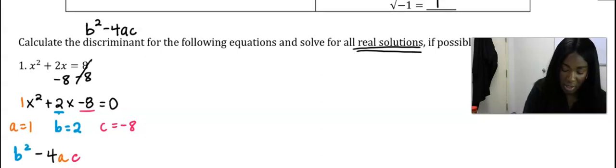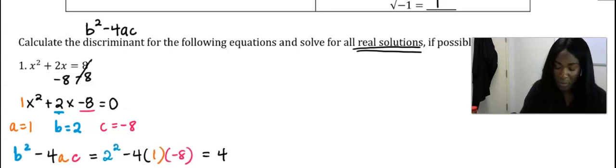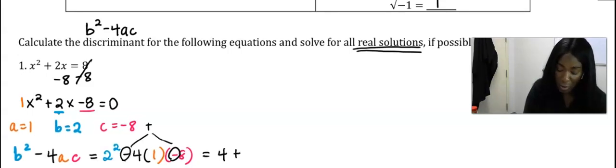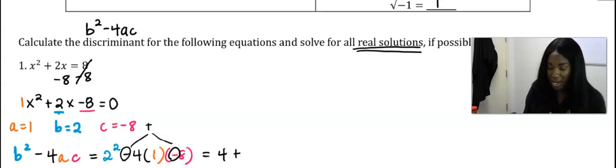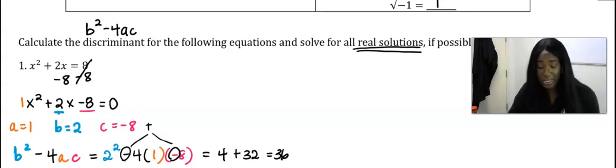And I'm going to plug in all of these values. So plugging in for b squared, we're going to have a 2 squared. Then we're going to subtract 4 multiplied by a, which is 1, multiplied by c, which is a negative 8. 2 squared is 4. Be careful with your signs because we have these two negatives coming together. That will make a positive. And then I'll multiply the 4 times 1 times 8 to give me a 32. And 4 plus 32 is 36.